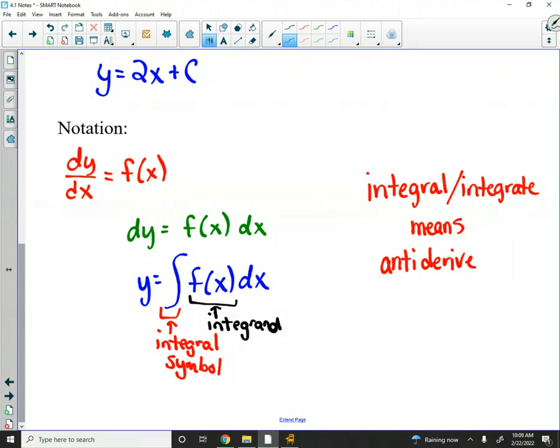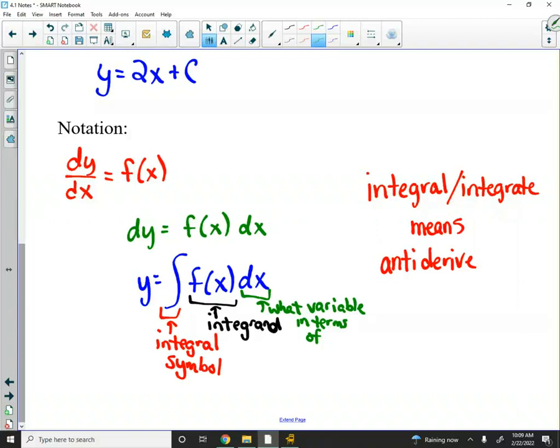And this last thing tells us what variable we are in terms of. Eventually we'll get some trig going, and maybe that'll be d theta, where theta is the variable that we're in terms of. So that part right there.